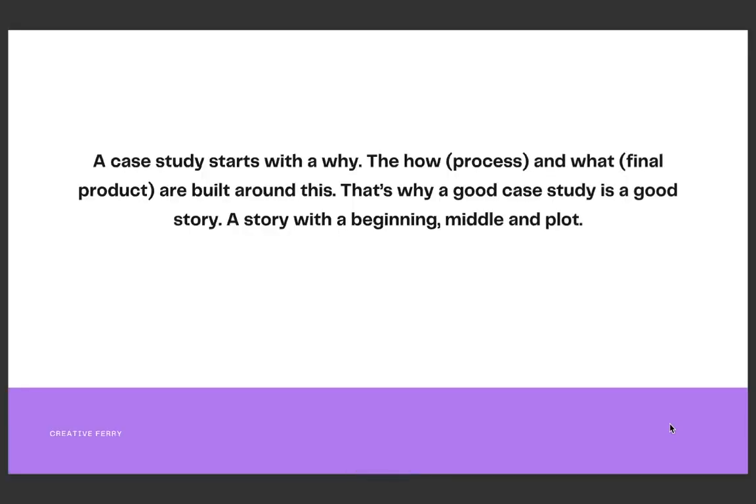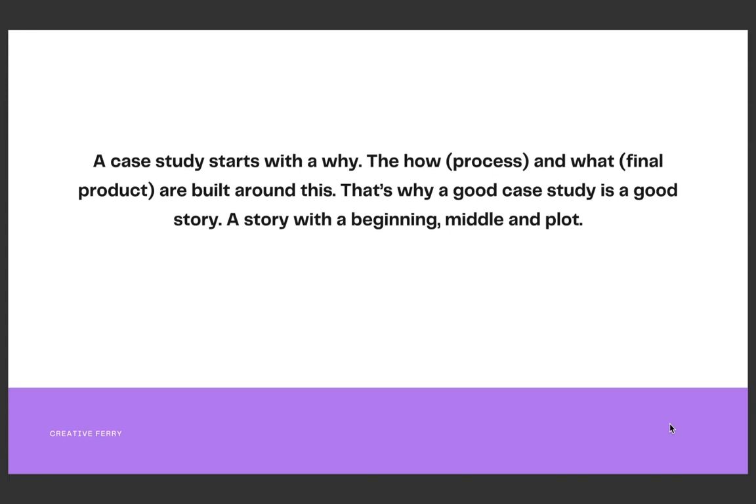So a case study starts with a why. Take note of that. A why, then the how, and then the what. Why are we solving this? What was the problem behind it, right? The how: what were the processes, the steps you took. And the what: the final solution that was built around this. So it starts with the why, it moves to the how, and it ends with the what.